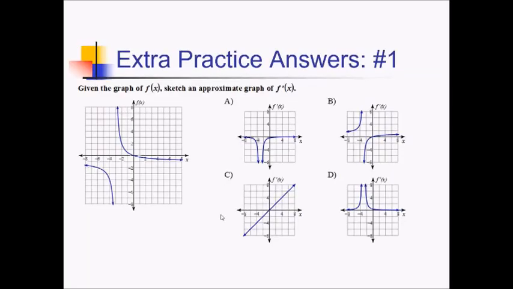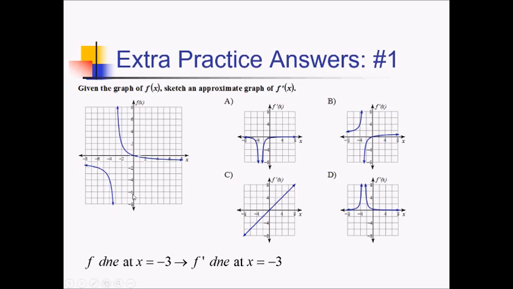For this problem, we're given the graph of f, and we want to figure out what f prime looks like. So one key feature that I notice on the f graph here is that we have an undefined spot, a vertical asymptote at x equals -3. So therefore, f prime should also be undefined at x equals -3, which means choice C can be eliminated.